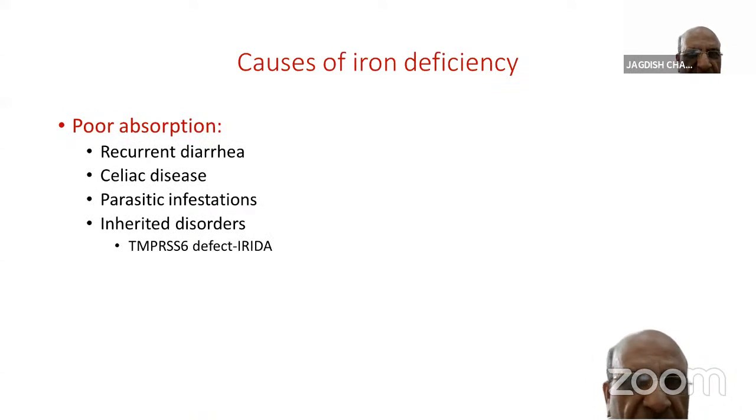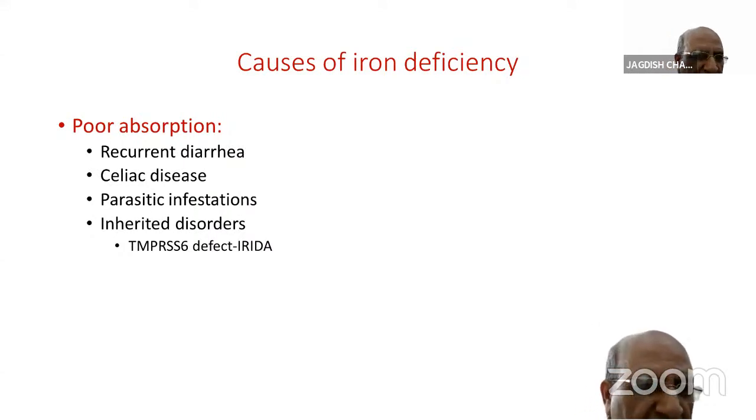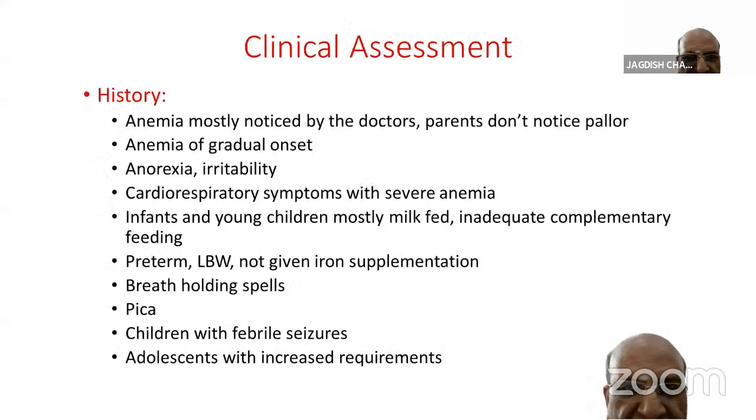Poor absorption is another cause of iron deficiency because of, say, recurrent diarrhea, celiac disease, particularly in this part of the country, parasitic infestations, and inherited disorders. Maybe the younger generation people would be interested in knowing more about this condition, iron refractory iron deficiency anemia, which is because of a genetic defect. We'll discuss that in the later part of the presentation. So these are the causes of iron deficiency.